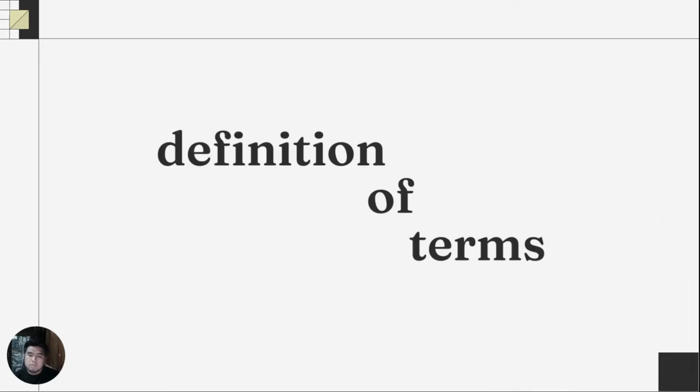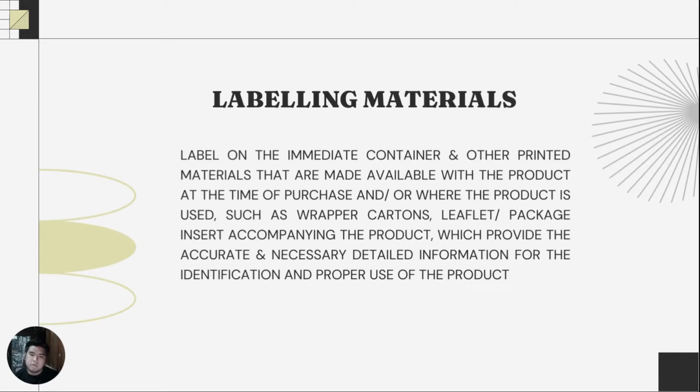we all know that there are many jargons in our given topic. For you to understand our concept better, here are the definition of terms to guide you in learning. First is the labeling materials, which is described as the label on the immediate container and other printed materials that are made available with the product at the time of purchase and/or where the product is used, such as wrapper cartons, leaflet, package insert accompanying the product, which provide the accurate and necessary detailed information for the identification and proper use of the product.